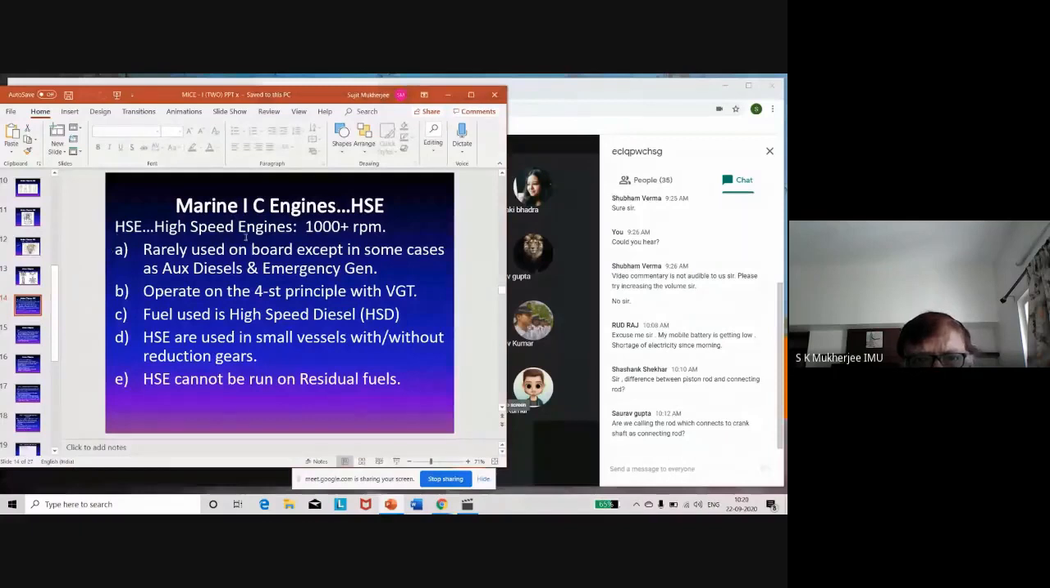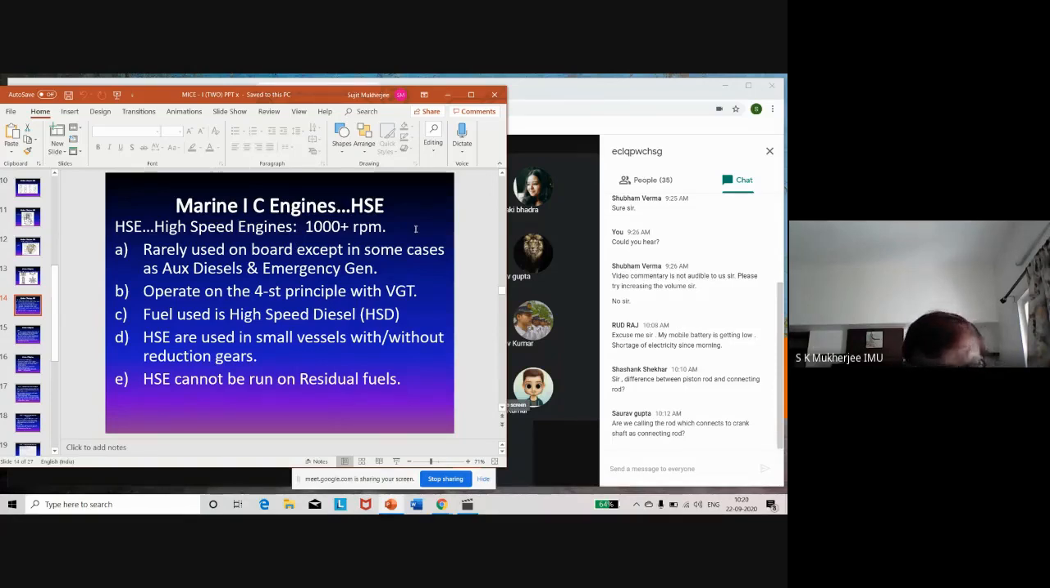Next, what we have is high-speed engines. They are all engines which can also be V-type and inline type. Both these high-speed engines can also be V-type. So the first thing is, it is rarely used on board except in some cases as auxiliary diesels and emergency generators. Yes, emergency generators run at higher than 1000 RPM, and they are using a very high grade of oil, which is actually high-speed diesel. So they can be used on board, and they are usually emergency generators.